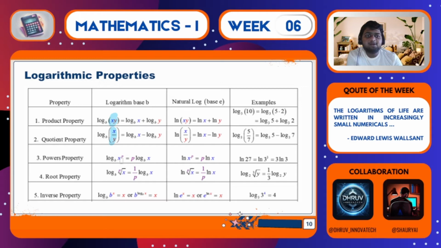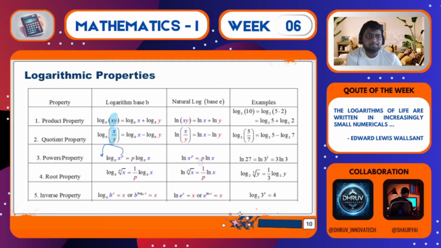Then comes power properties. In this case, whatever power your value is raised to will come in front of your log. It will come to the front here. These are special properties which are applied only to logs. Here you can see log base b of the value x to the power p becomes p times log x base b.